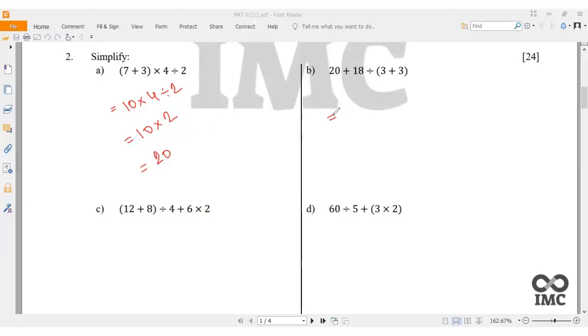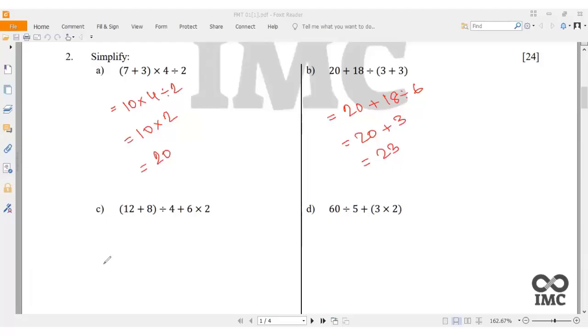Now question number B. 20 plus 18 divided by 3 plus 6. So we have to do the bracket at first. So 20 plus 18 divided by 3 plus 3 is 6. So 20 plus 18 divided by 6 will be 3. So 20 plus 3 will be 23.